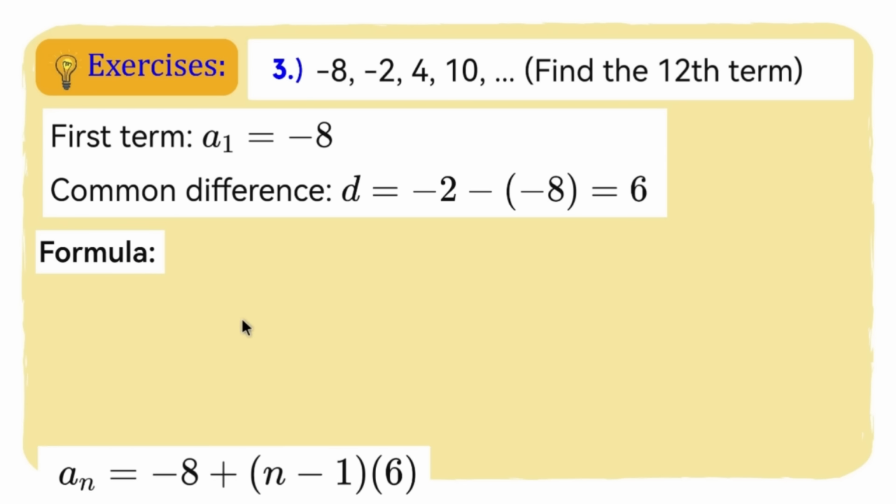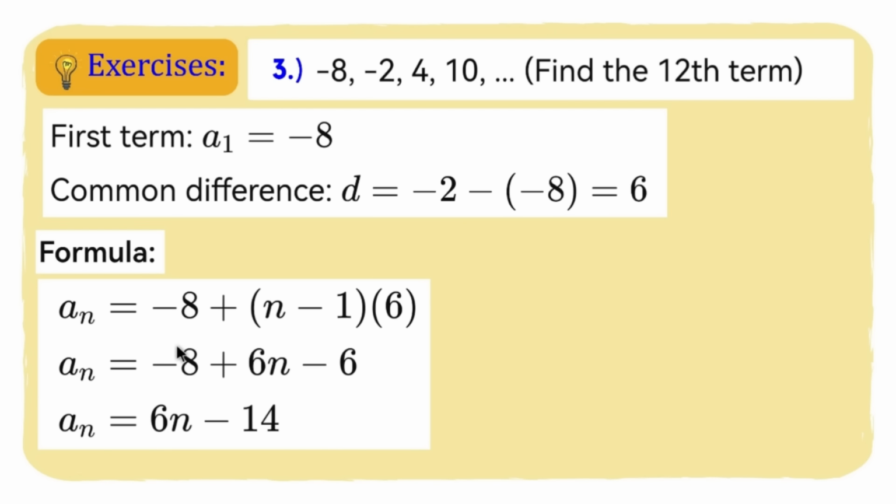Now, let's find the formula. So, let's substitute in our explicit formula. We have here negative 8, our first term, plus n minus 1 times 6. 6 times n is 6n. 6 times negative 1 is negative 6. Negative 8 plus negative 6 is negative 14. Therefore, our formula is a sub n is equal to 6n minus 14.